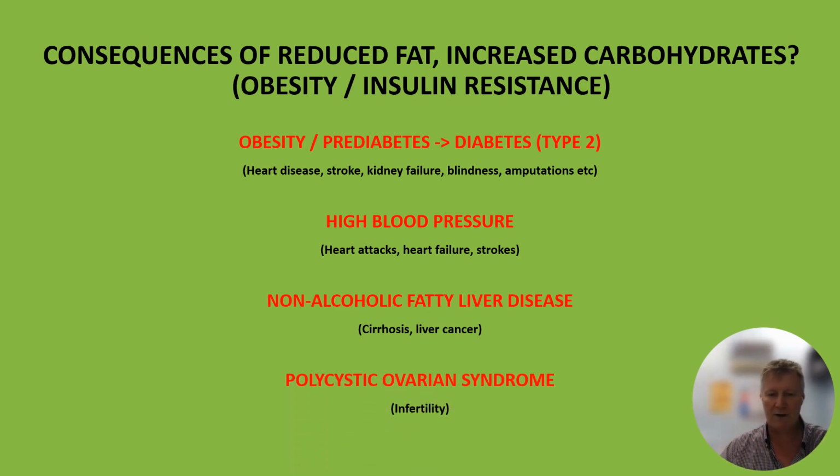And then polycystic ovarian syndrome, a condition of women of childbearing age, whereby they develop insulin resistance and multiple cysts, little bubbles on the ovaries, which are associated with inability to become pregnant.